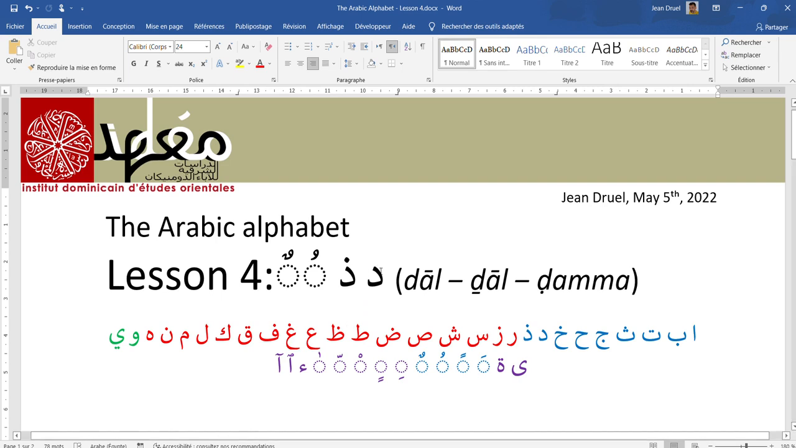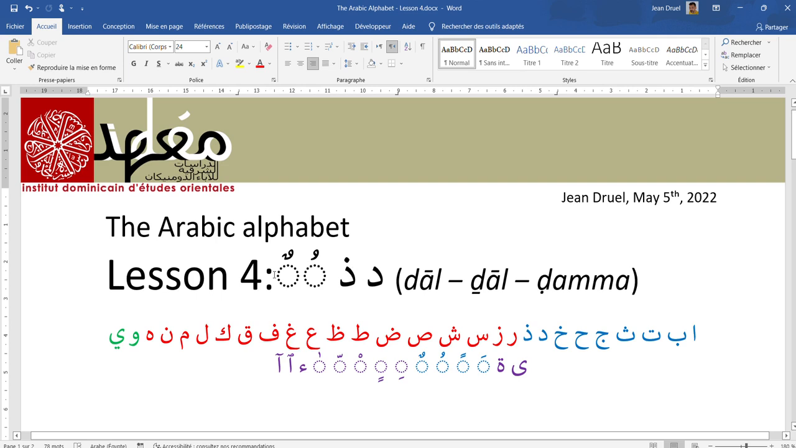So today we have 2 consonants, dal, that's the name, dal, and zal, that's the name. So this one is a regular D, dal, and this one is the sound th, this, like in English, this. So this is D, and this is th. Zal. It's the interdental that corresponds to this one, so we have dal, zal.